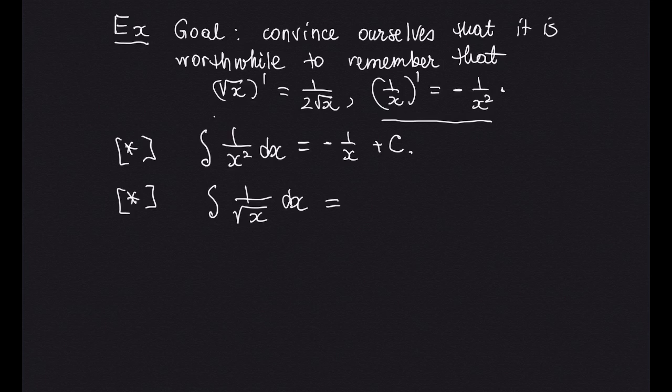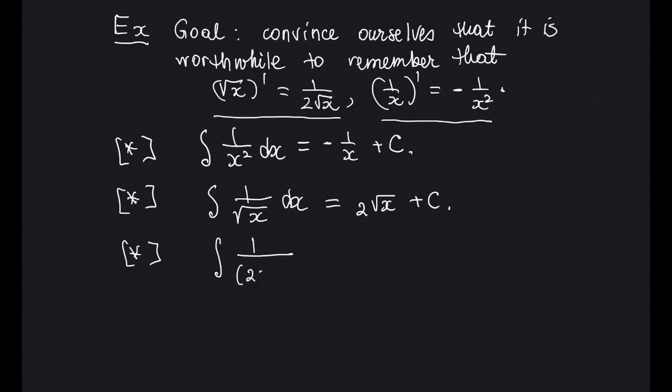Again, by looking at the formula above, we can see that this is going to be 2 square root of x plus a constant. So now let us try this example. We have 1 over (2x minus 7) squared in the denominator, dx. If we had just 1 over u squared du, the antiderivative of 1 over u squared is just negative 1 over u plus a constant.